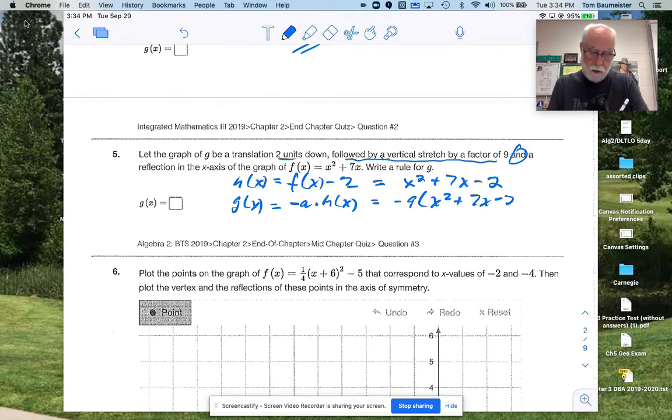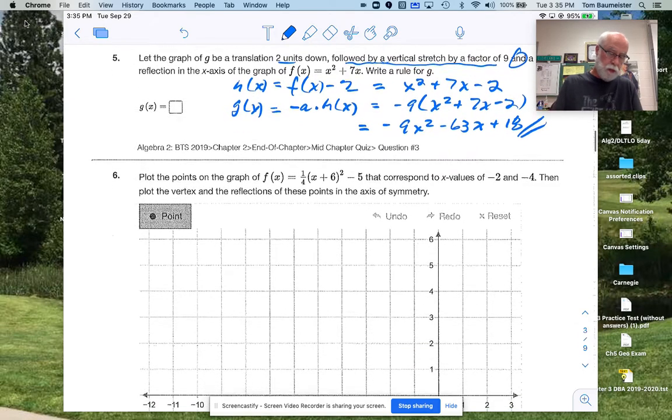7x minus 2. And if I distribute that negative 9 through the parentheses like I'm supposed to, I'll get negative 9x squared minus 63x. And then negative 9 times a negative 2 is plus 18. So that's your answer for that one.